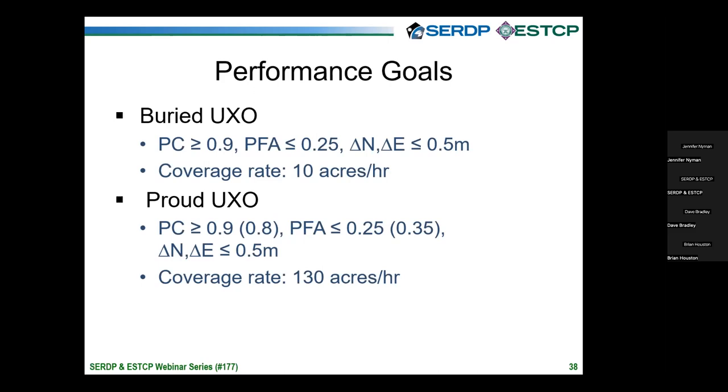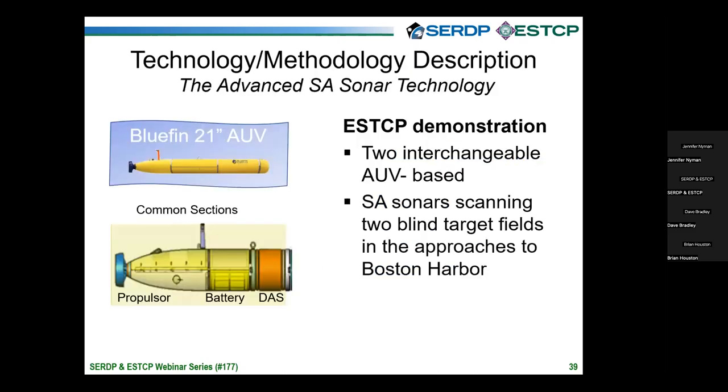For proud UXO, the numbers are very similar in terms of probability of detection and classification, as well as false alarm rates and the lateral localization accuracy. But the coverage rate, because the proud UXO problem is somewhat simpler, should go up by about an order of magnitude. So we think we ought to be able to get high performance, and we actually have demonstrated reasonably high performance for proud UXO. That is about a factor of 10 higher than it is for buried UXO. And I think it makes complete sense as you go into the sediment. The overall technology is more difficult and a little bit slower for reasons I'll talk about in a moment.